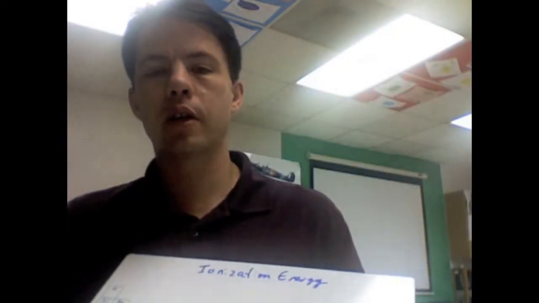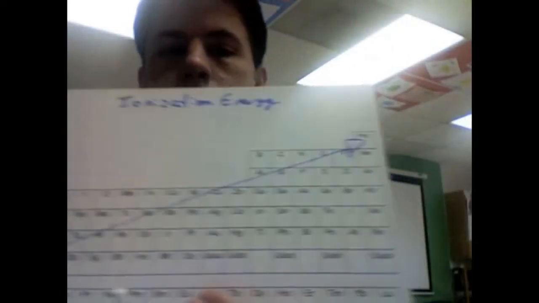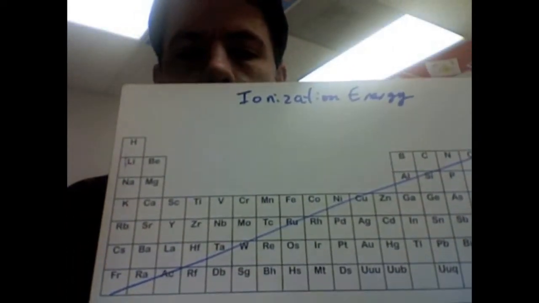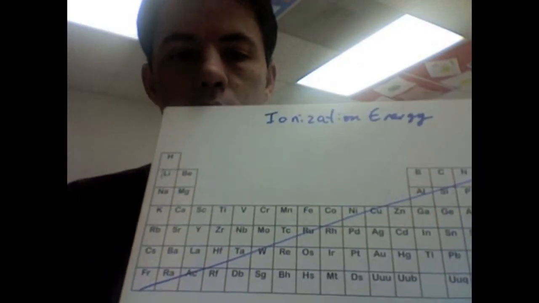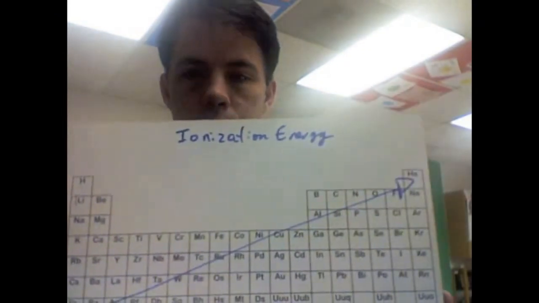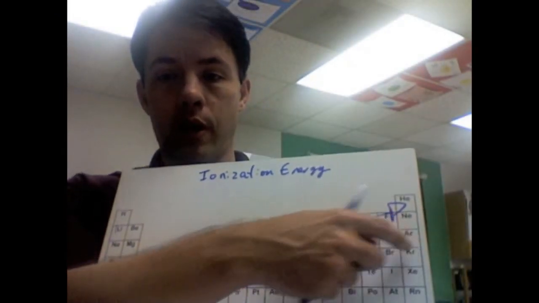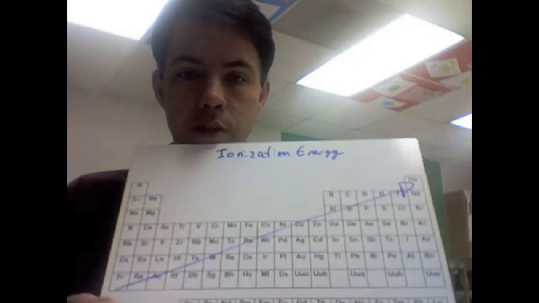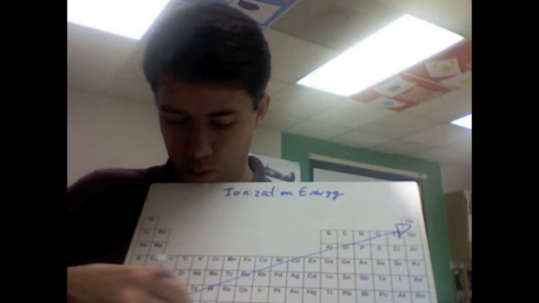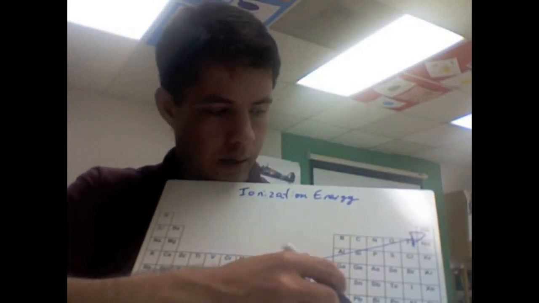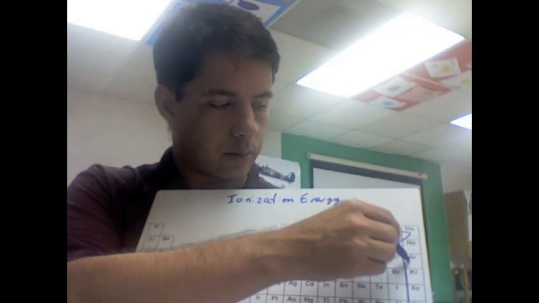Okay, the next one we're going to look at is ionization energy. And this is from francium down in the lower left corner, all the way up to helium in the upper right. Okay, ionization energy gets bigger as you go that way. But once again, it's just like our triangle. It gets bigger going across this way, and it gets bigger going up.